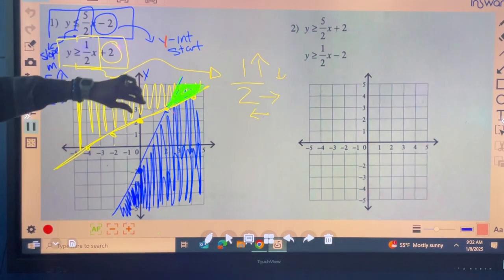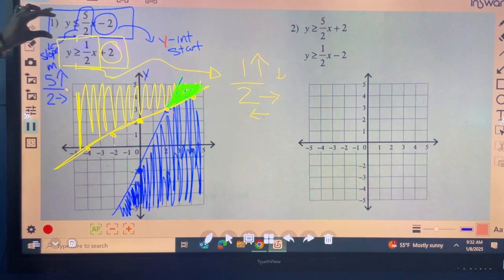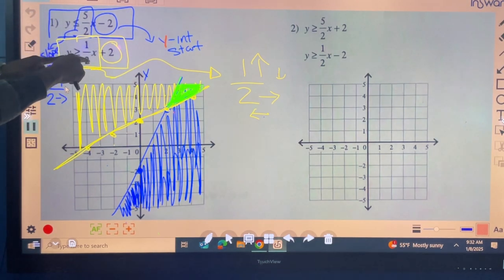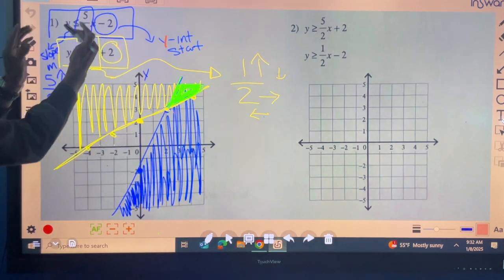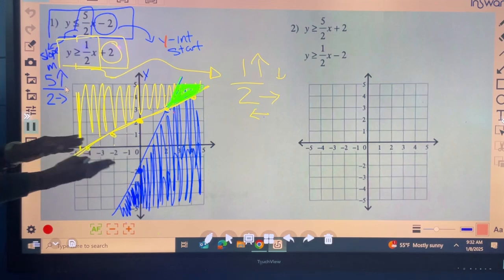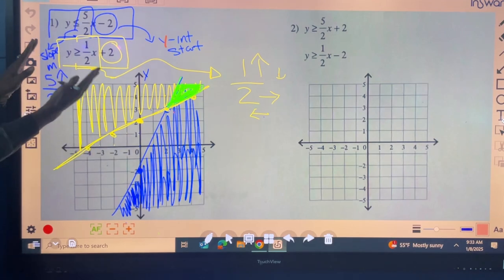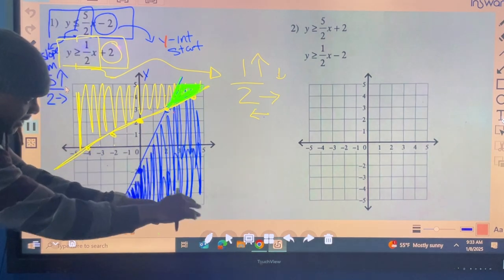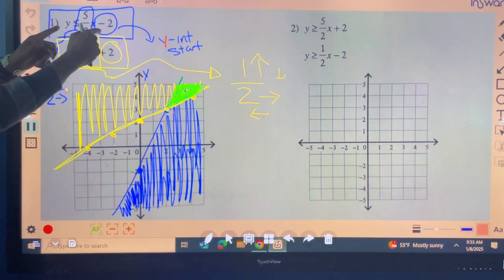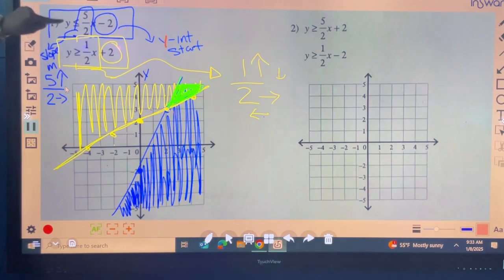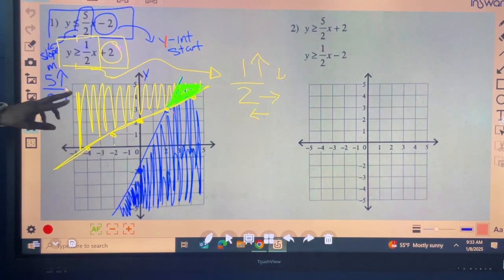Every number in this small section works for both equations. Every number in the yellow only works for this equation. Every number in the blue only works for that equation. These numbers here, none of them work. They're not shaded, so none of them work. The yellow works for this, the blue works for that, and the numbers that overlap work for both.